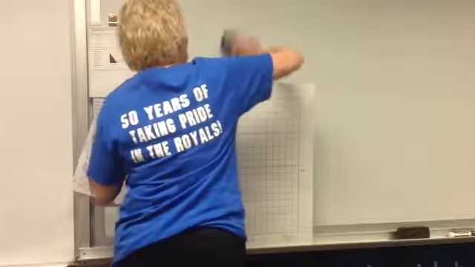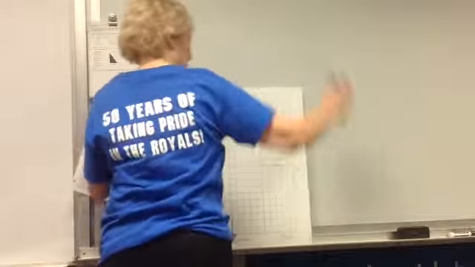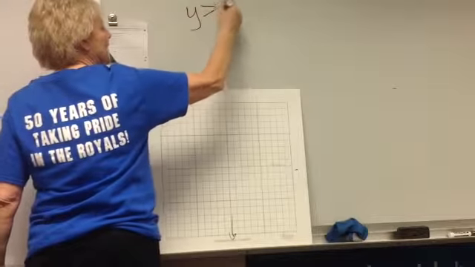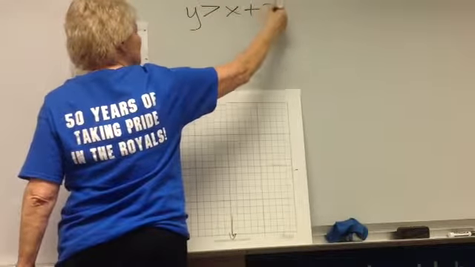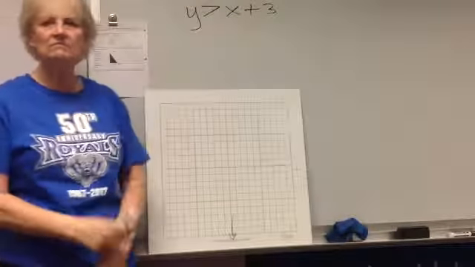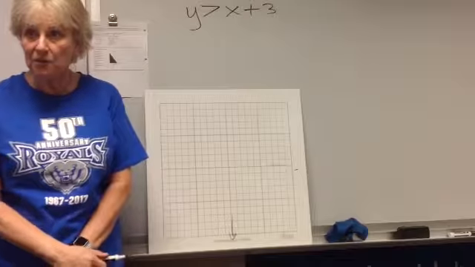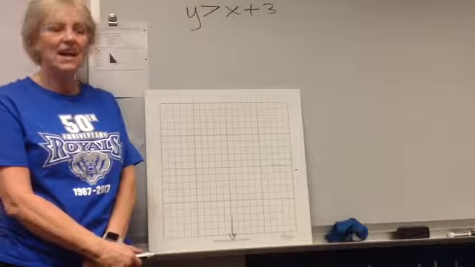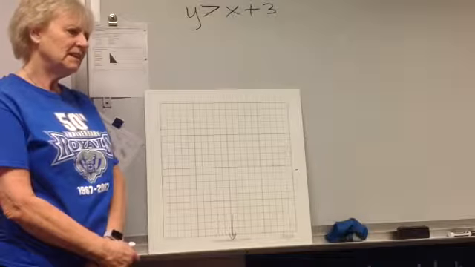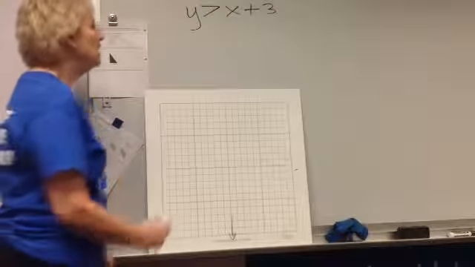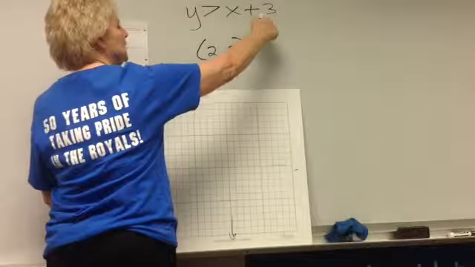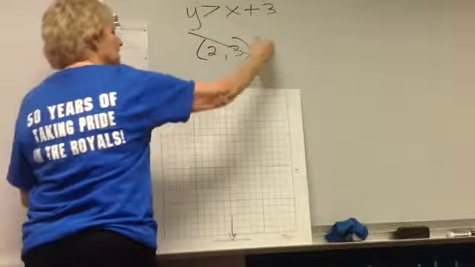Now, you can't do an open circle, but let's talk about y is greater than x plus 3. Can anyone give me an ordered pair that would work? There's an infinite amount of choices, guys. 5? That's not an ordered pair. 2, 3. 2 plus 3, 3 is not greater. Doesn't work.